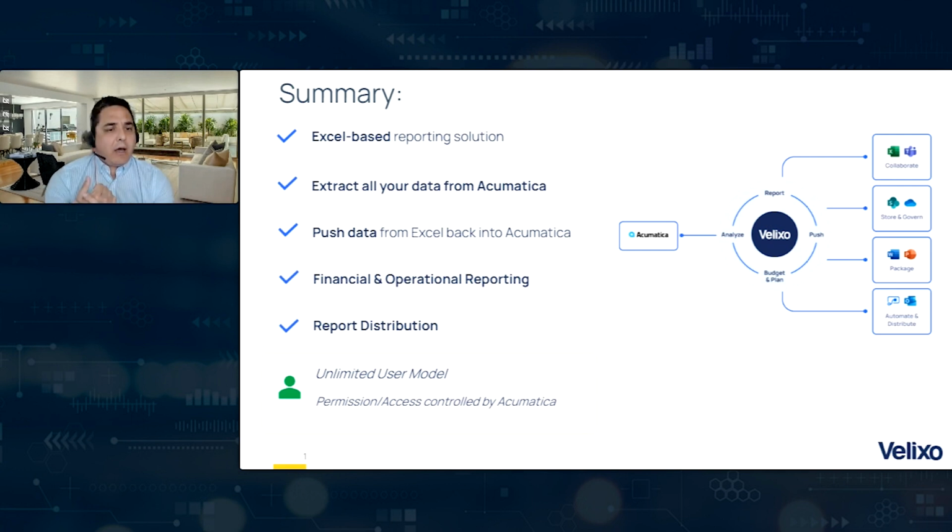So how does our user model work? Well, it's unlimited, just like Acumatica, so that makes it nice and simple. From an IT perspective, we are an Excel add-in, so you're only going to be spending about 30 to 60 seconds to download Velixo, and then you're good to go. In terms of security, security is all handled by Acumatica. Whatever's in your Acumatica will be mirrored within Velixo, so you'll have the same access and permissions there. So again, you don't want a sales guy like me going in and probably pushing back that idea.